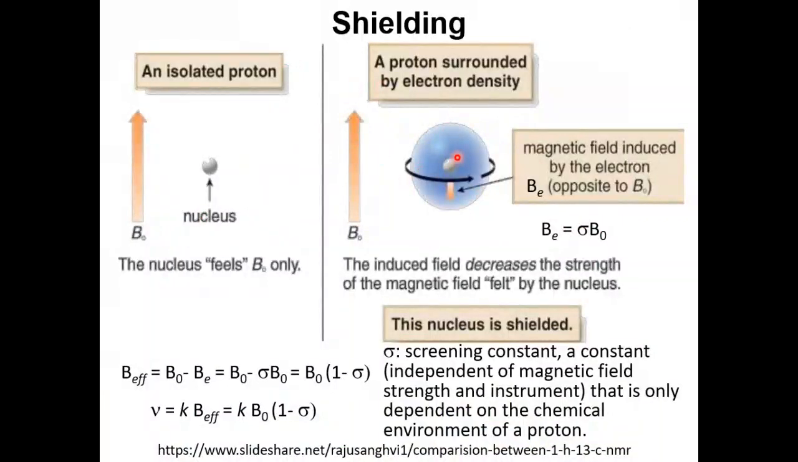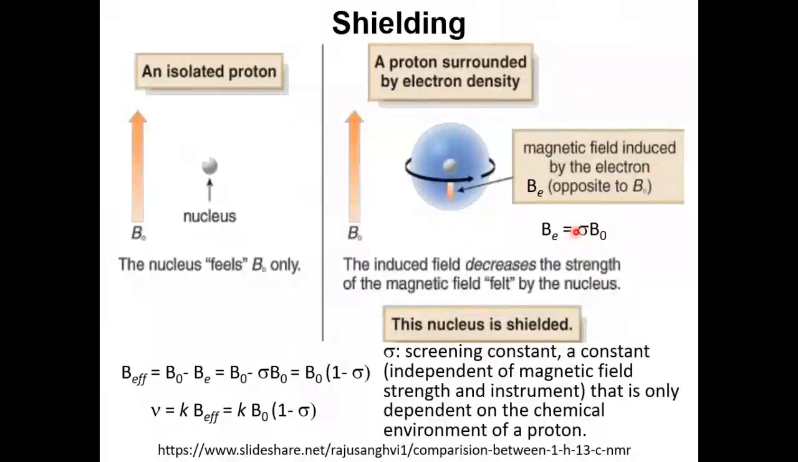Here is just pretty much using the figure to present this. If it's an isolated proton, with no electrons around it, the proton feels the full strength of the magnetic field, okay? But if you have electrons around it, the circulation of electrons is going to generate a small magnetic field, we call it BE, okay? And this BE is proportional to the external field, because after all, this BE is a result of the interaction of electrons with the magnetic field. So this BE is always proportional to the external magnetic field, B0.